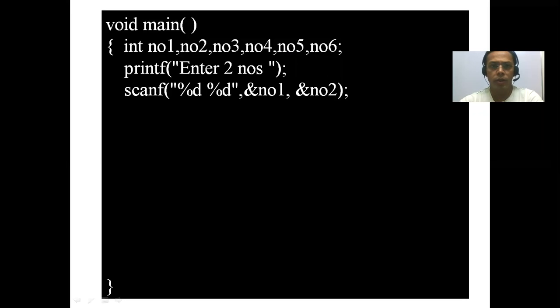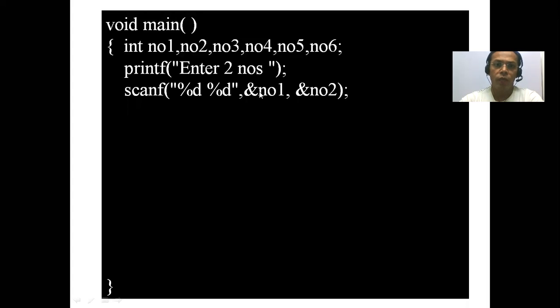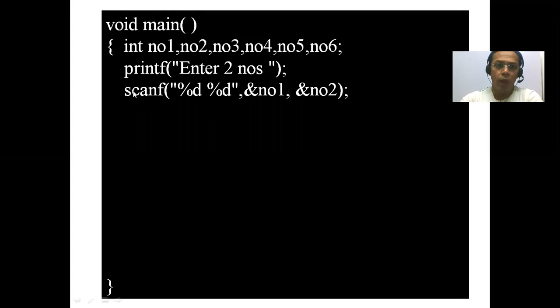Same like yesterday's session. You say printf enter two numbers. This will print the message on the screen. Then scanf two numbers. So %d for one number. So first number will go into number 1. Second number will go into second number NO2. D for decimal number.